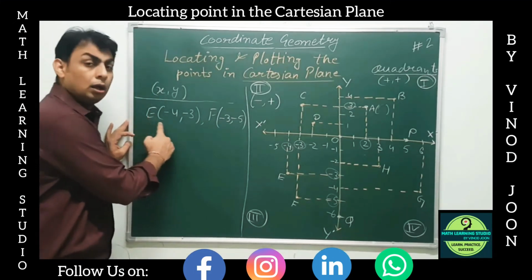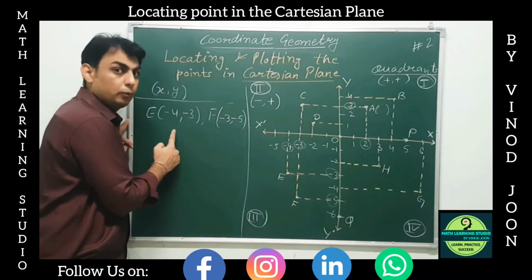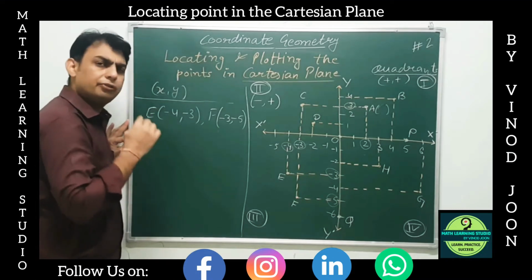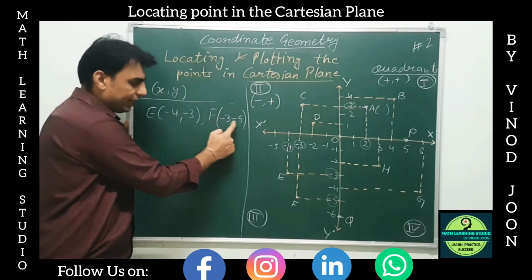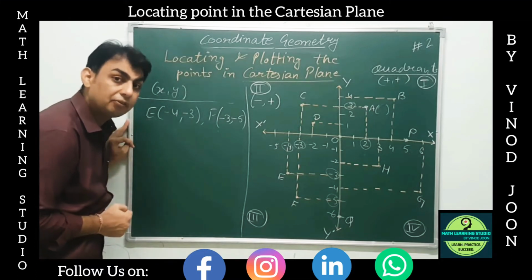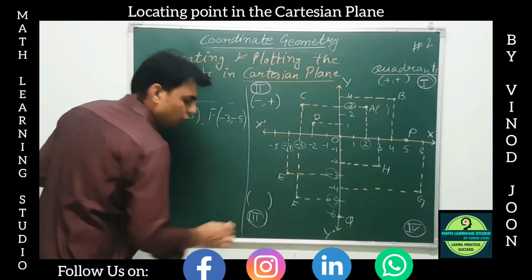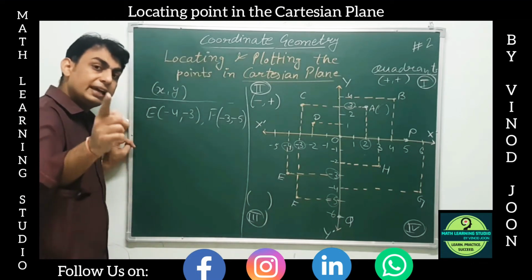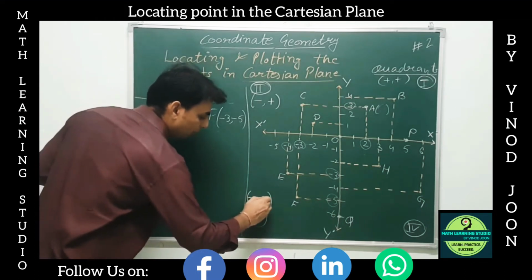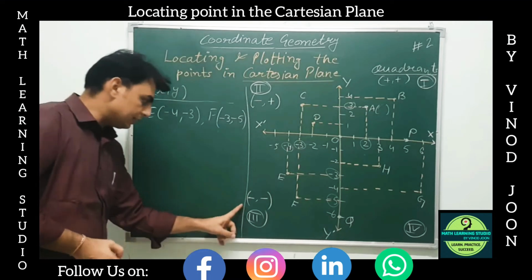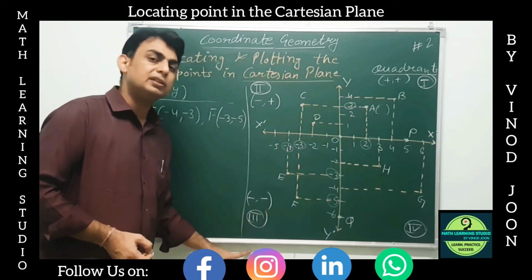Now again in the third quadrant both of these points are lying, and we can see that values of x and y are negative, right? So in the third quadrant we can easily observe that both the values of x as well as y will be of negative signs. So minus and minus will be in the third quadrant.